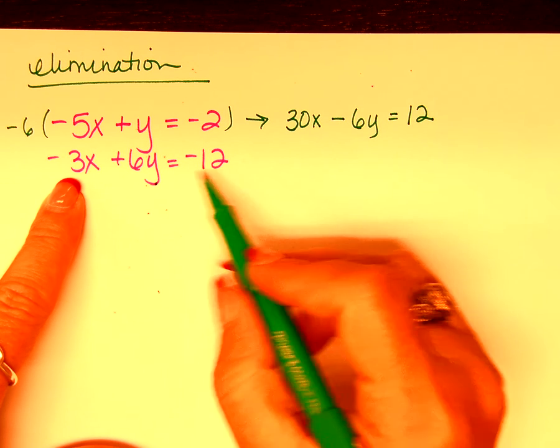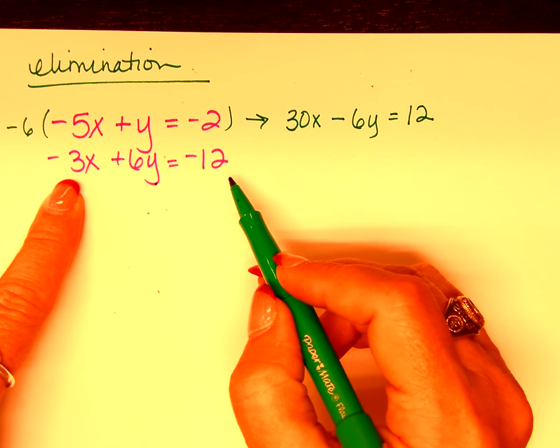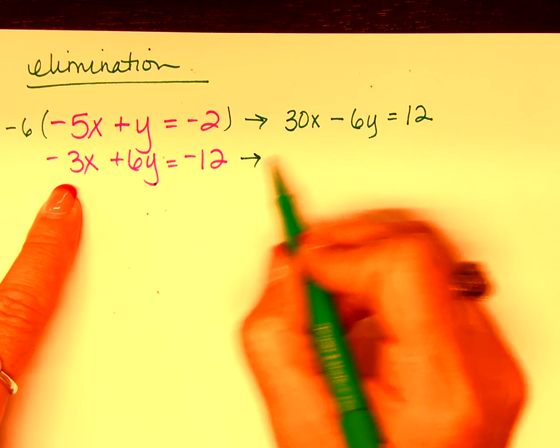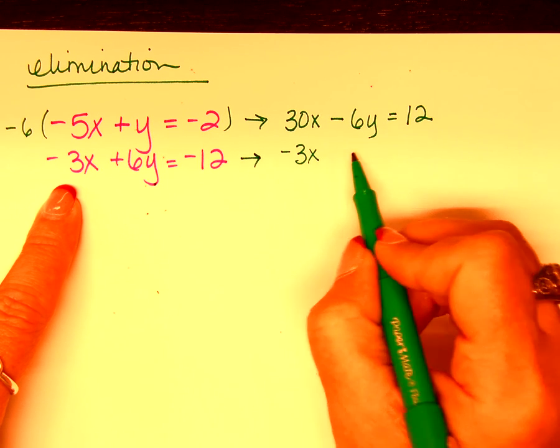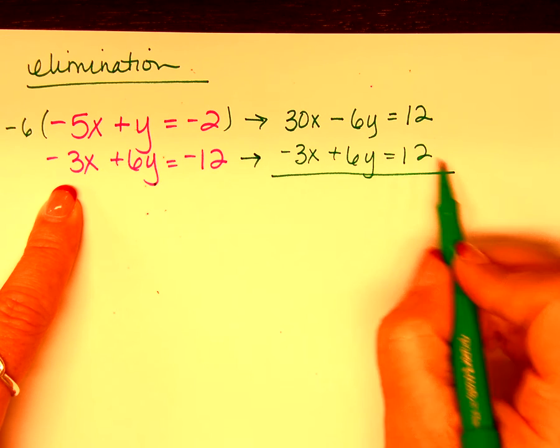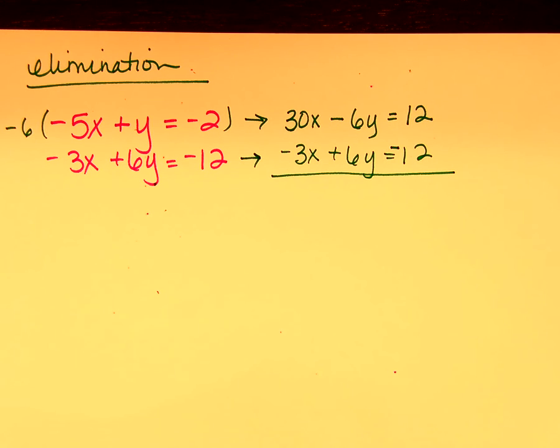Now, I don't need to do anything to the second equation because it's already the 6y that I need, right? So I'm just going to write it over there so they're all together. You okay with that? Yeah. So now what?